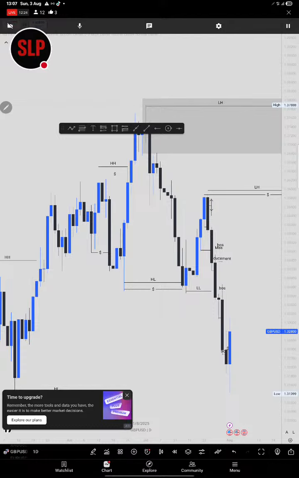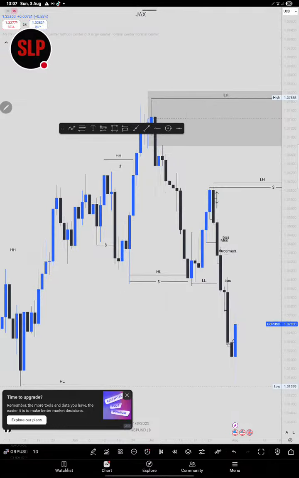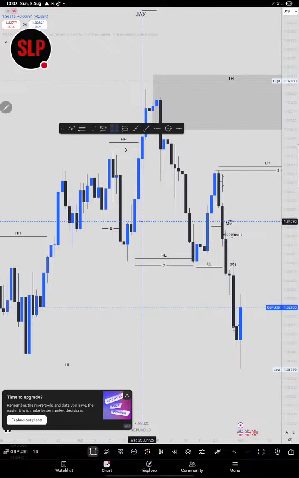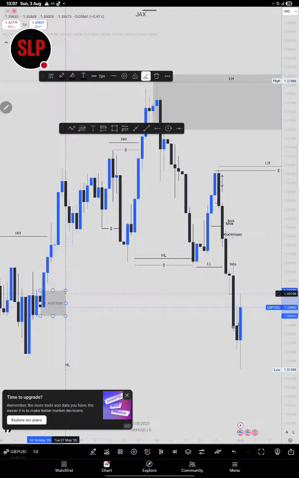Each of them induced the structural liquidity, everything broke structure. If you just go to your daily time frame, you can see it. So I was expecting a buy from this point of interest. I knew that price was bearish.